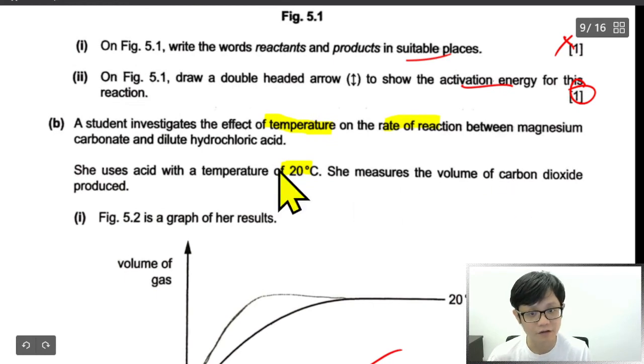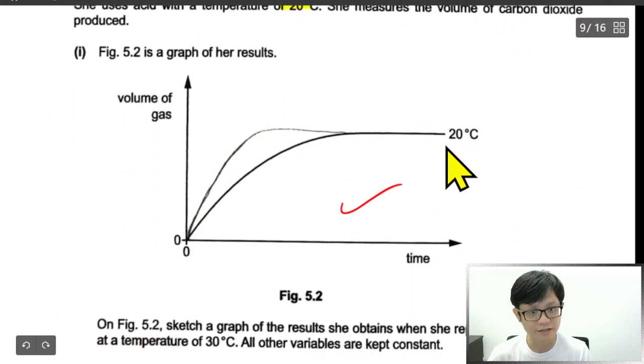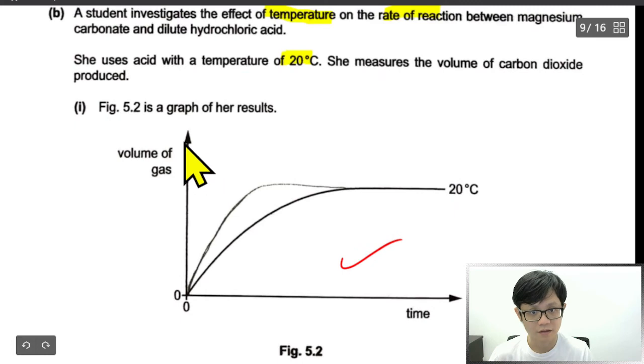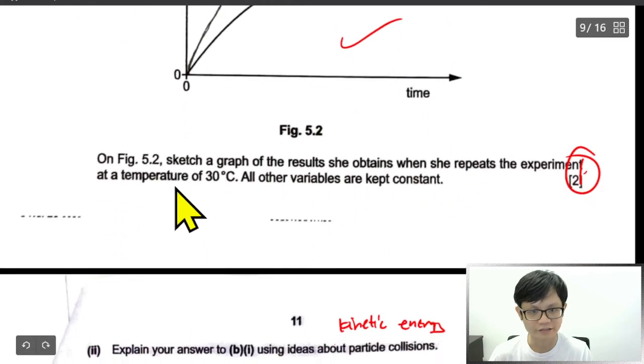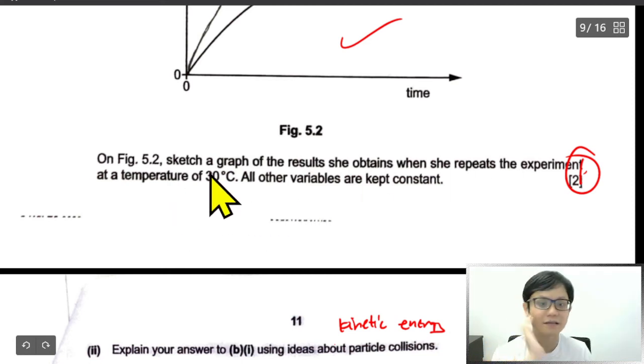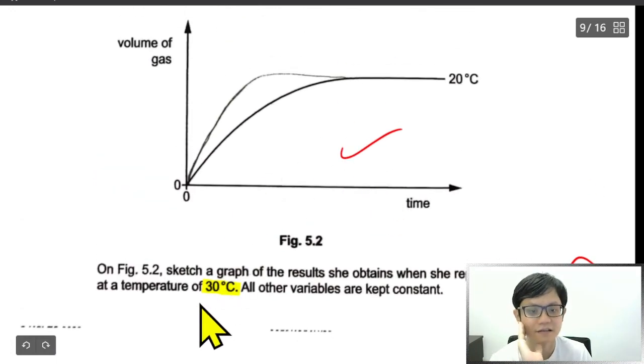She measured the volume of carbon dioxide produced, so she got this one. Sorry, I didn't even read the question. Sketch the graph of the results to obtain when she repeats the experiment at the temperature of 30 Celsius. Other variables kept the same. So when you do it at 30 Celsius, the reaction will go faster. Okay, so it's correct. But I only give this one 1 mark only. Why?